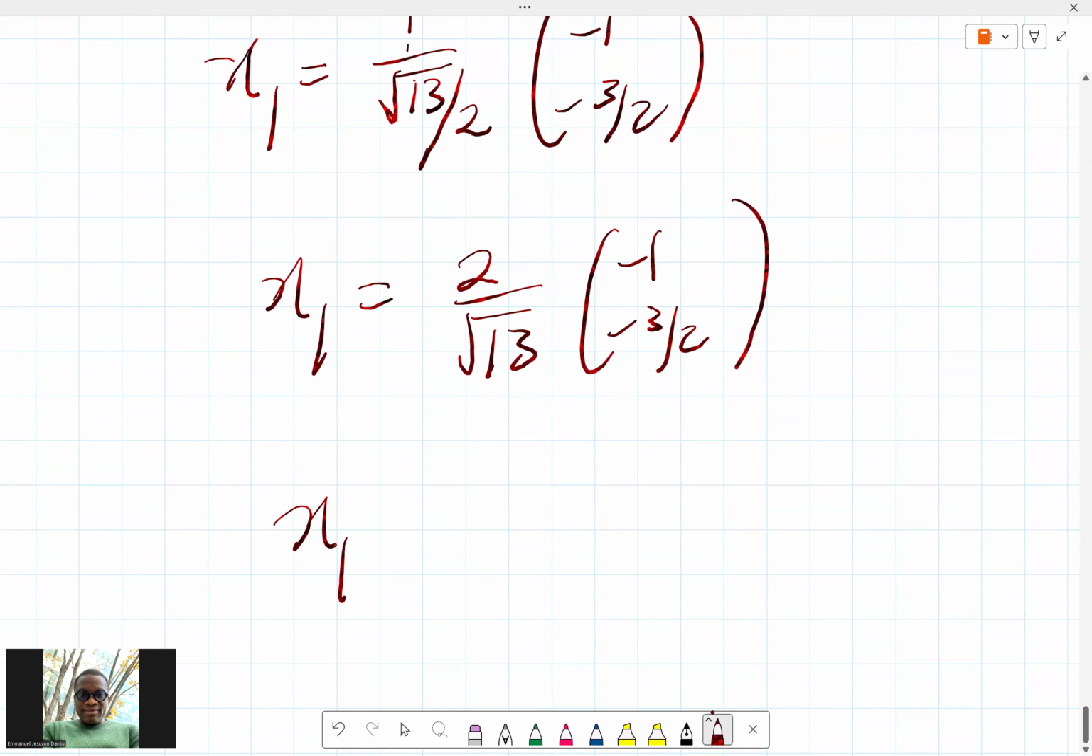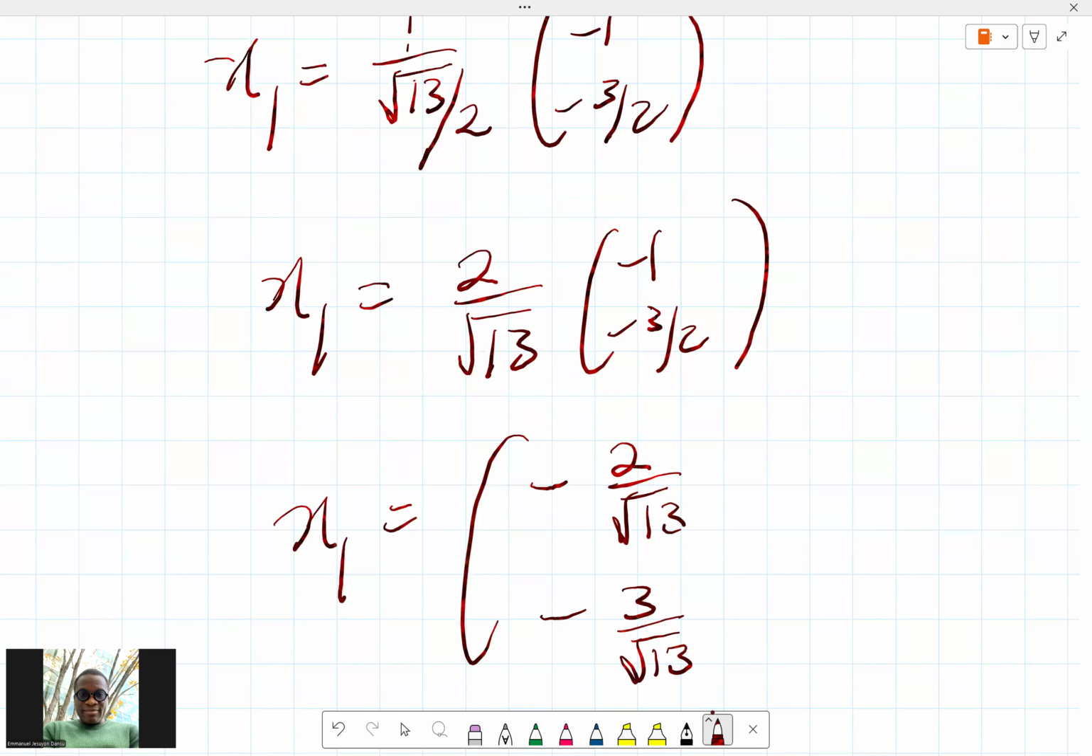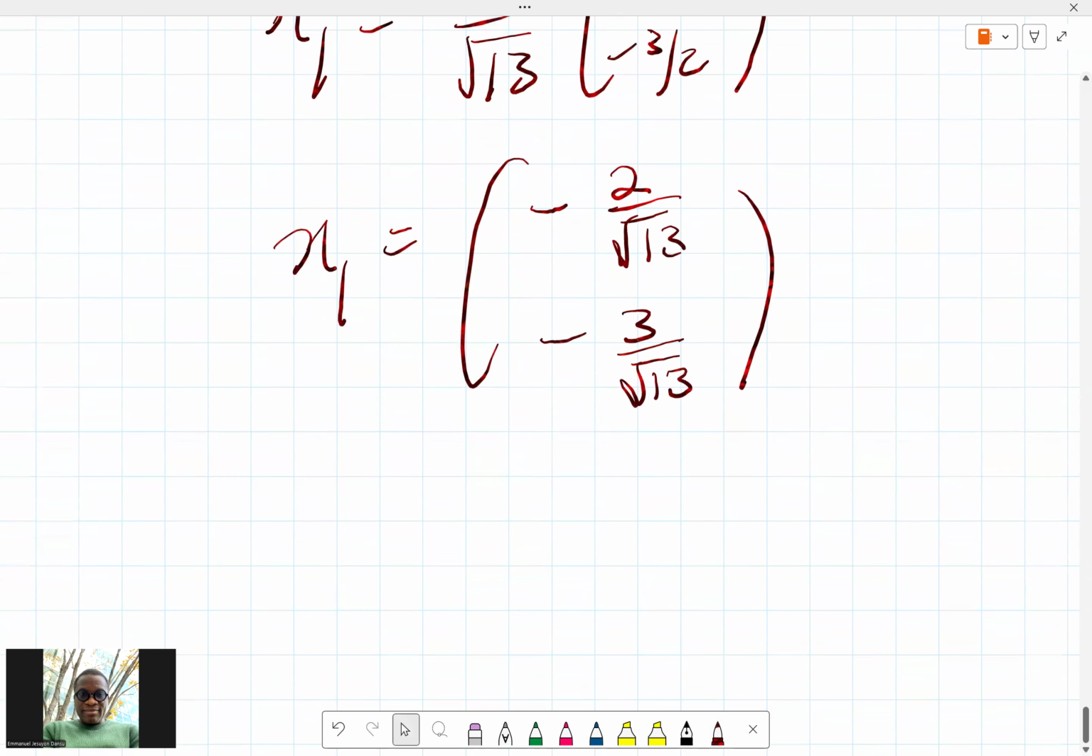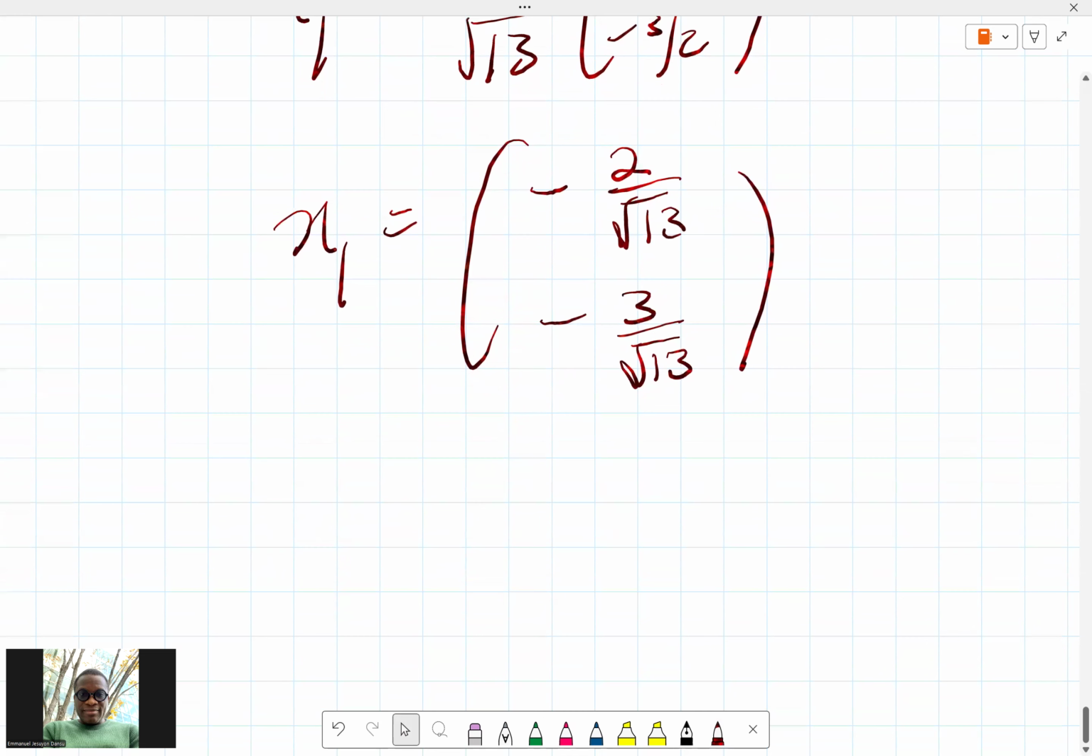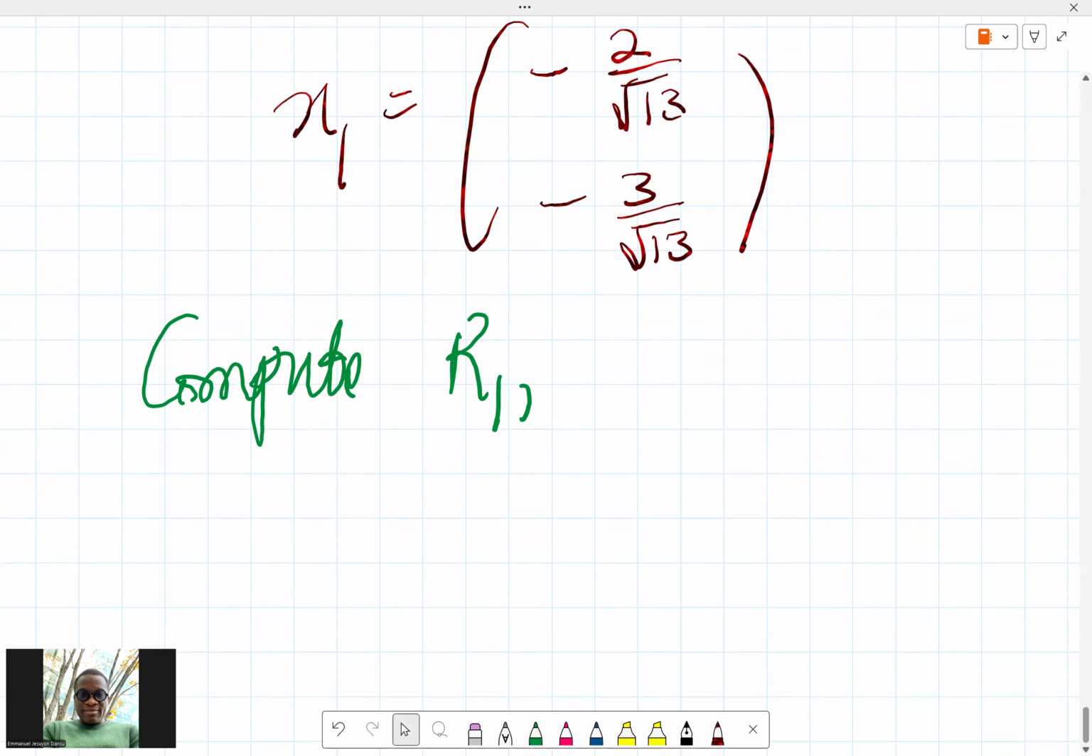So x1 is equal to, if you open up all of that, minus 2 over root 13 up there, and down here the 2 cancels the 2, so we have minus 3 over root 13. Okay. So with that done, we can then compute R1, that's the next Rayleigh coefficient.